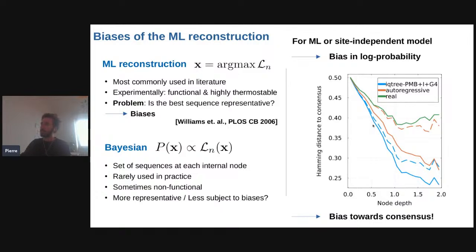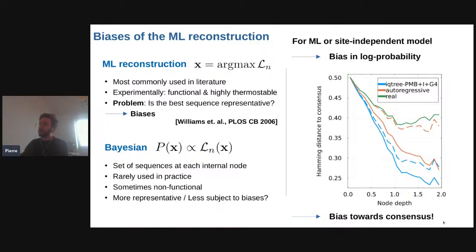So here the solid lines are ML reconstructions, the dashed lines are Bayesian reconstructions, and you have the same color code. The green is the real sequences, orange are the ones with the autoregressive model, and blue are the site-independent model. And so you see that the deeper you go into the tree, the closer you get to the consensus. But for the site-independent model, or for the maximum likelihood autoregressive, you get much closer to the consensus than what you actually should be doing, right? So you don't find something that is very representative. You just converge to the center of mass of your leaves, in a way. And so this is a clear bias.